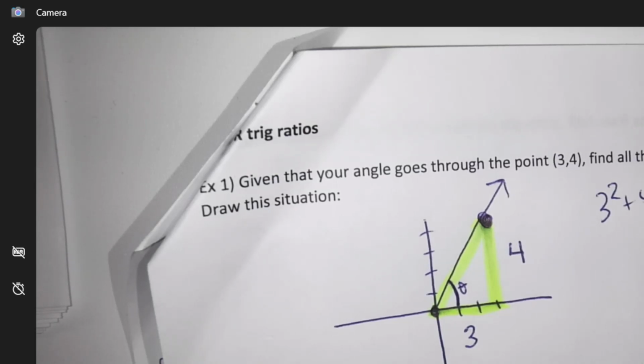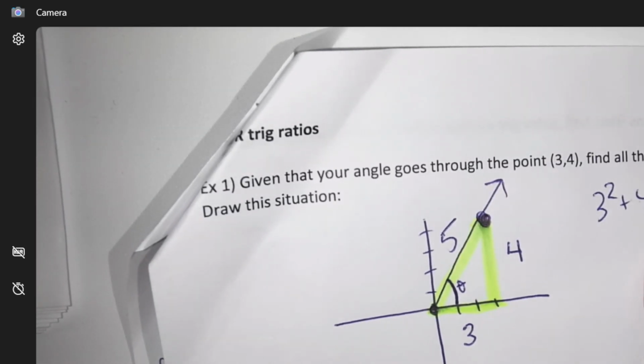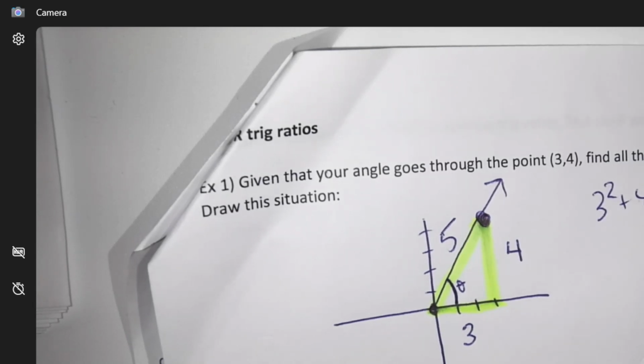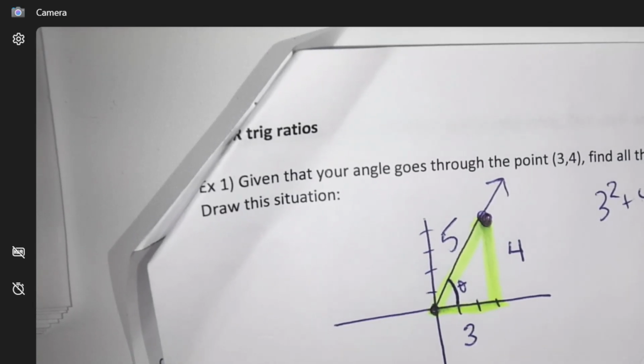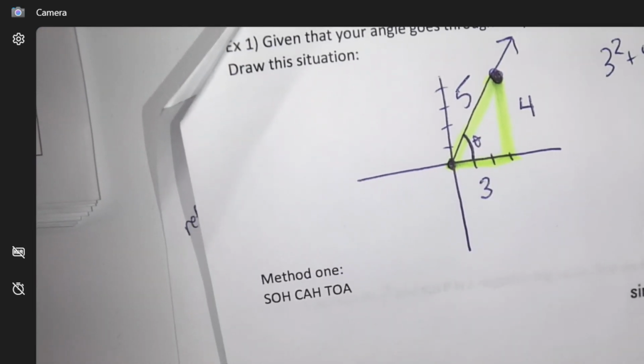Okay, so 3, 4, and what is the third side going to have to be? 5. A squared plus b squared, which was 25, but don't forget you have to square root it, right? Okay, so now here is what you did in grade 10. Do you remember something called SOHCAHTOA? Sounds familiar. Okay, so it goes like this.